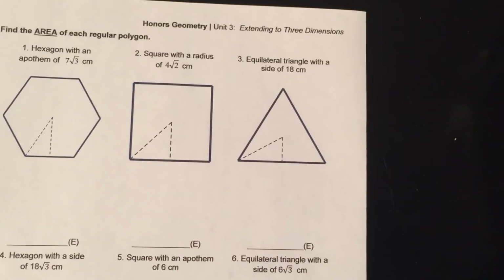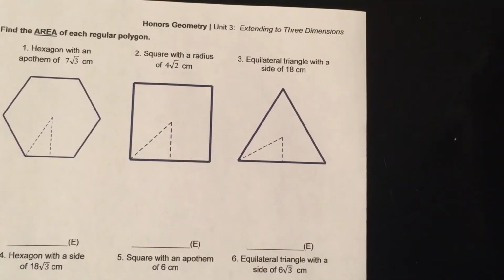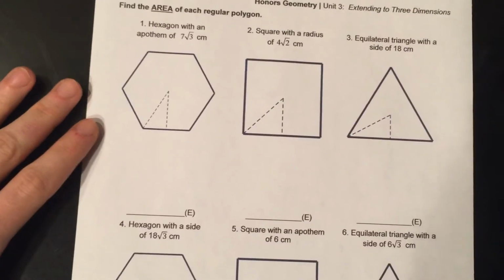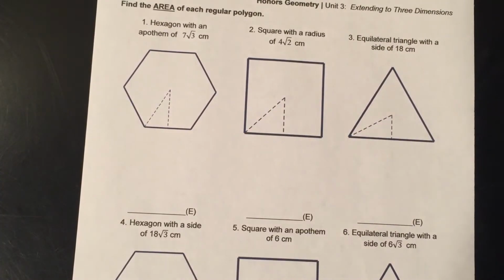All right. So I'm going to do these first 3 problems up here with you guys. All right? So let's find the area of a regular polygon. In this case, a hexagon, a square, and an equilateral triangle. We're going to be using our relationship on special right triangles. All right, so I'm going to be referencing 30, 60, 90 triangles as well as 45, 45, 90 triangles. You may want to go back and review those.